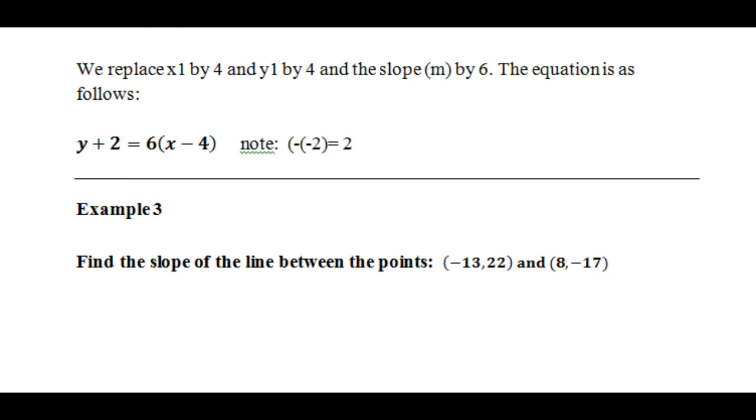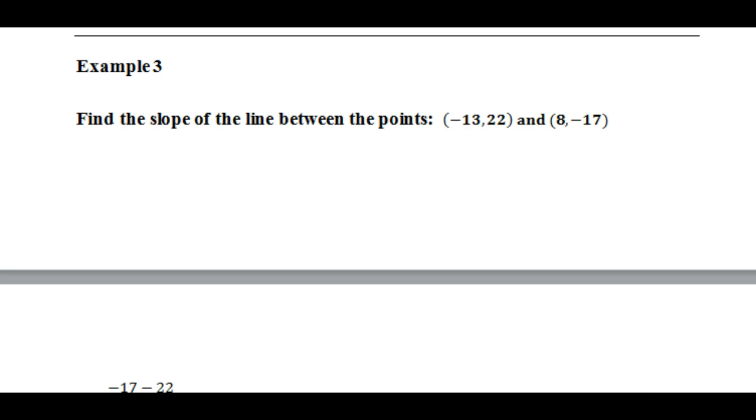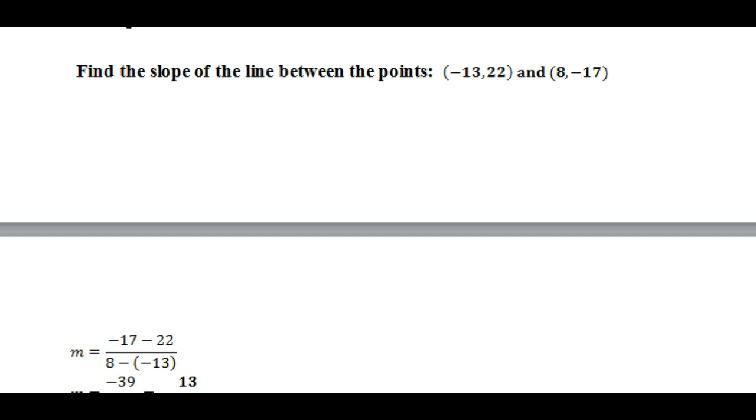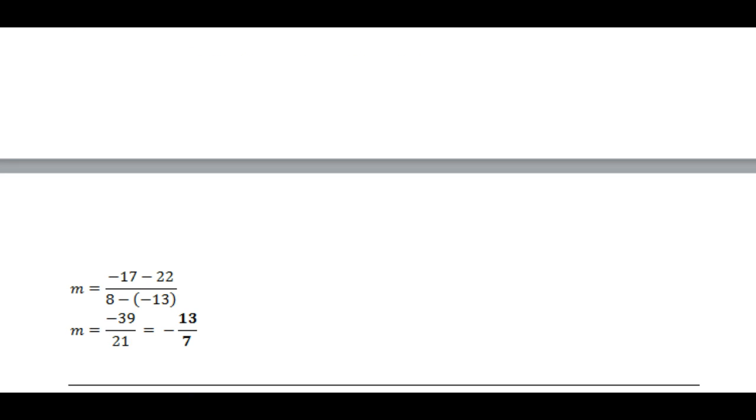Let's look at example 3 now. Find the slope of a line between the points (-13, 22) and (8, -17). Alright, so the slope is the difference of the y's divided by the difference of the x's. So all we do here is take y2, which is negative 17, and we subtract y1, which is 22. So that's on top, negative 17 minus 22. And then on the bottom we take 8 minus a negative 13, which gives us a positive 13.